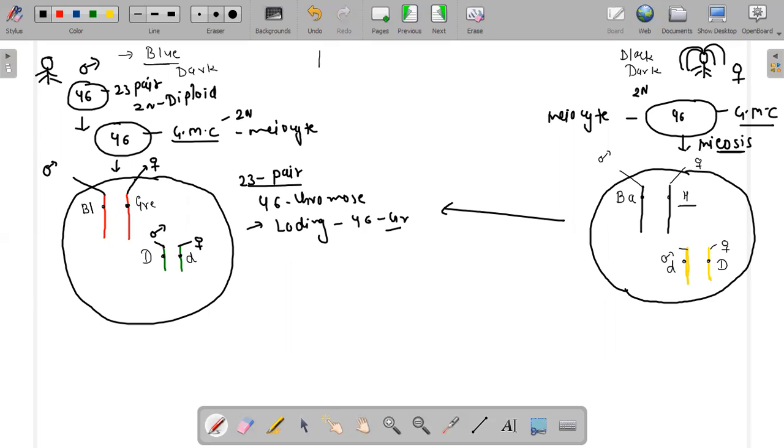So I'm writing the code here. Okay, it's for blue, it's for green, it's for black, and this is for hazel. They have different kinds of alleles, but how they look, I will explain after some time. Okay, D for dark and this one for light. Now I'm going to show you how gametes are produced.